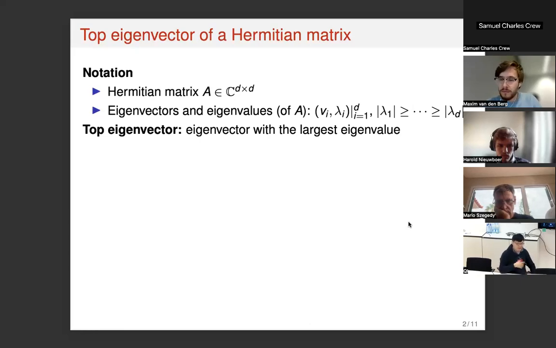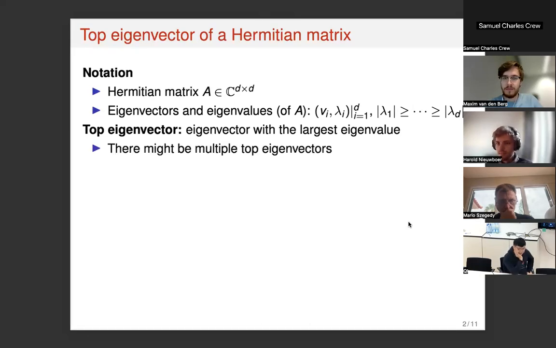So for simplicity, and for a purpose I will explain later, I would like to use this notation, which orders the eigenvalues in terms of absolute value. Feel free to interrupt me if you have any questions. It's like a power method or something. Exactly, that's true. And back to the top eigenvectors, even if you say the eigenvector with the largest eigenvalue, there might be multiple ones, right?